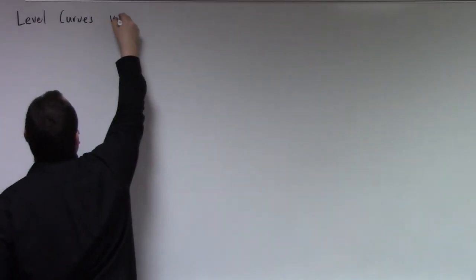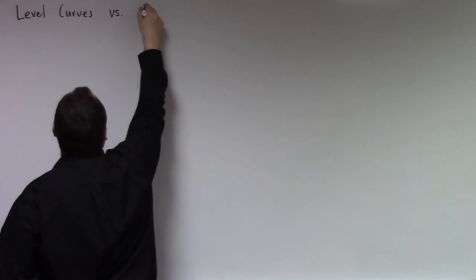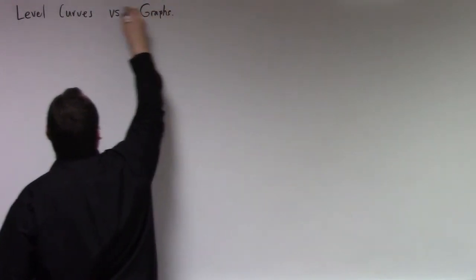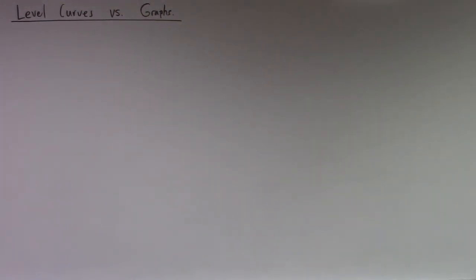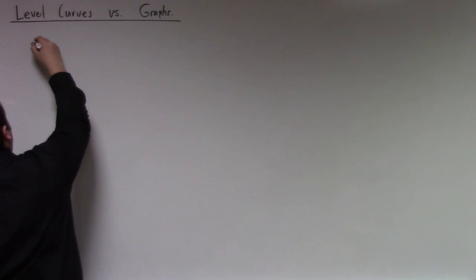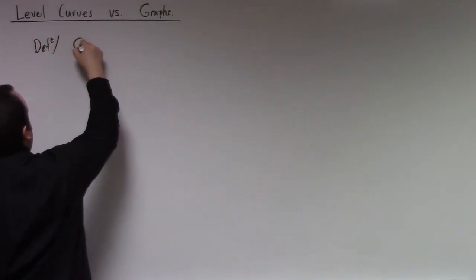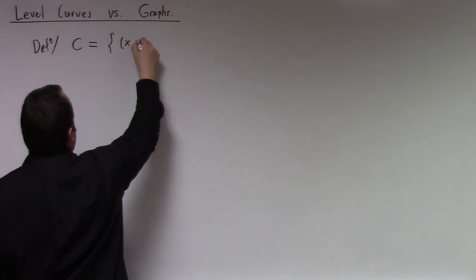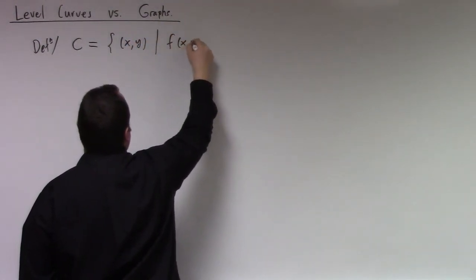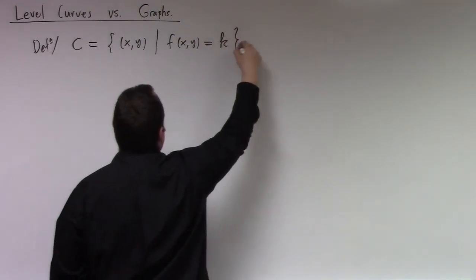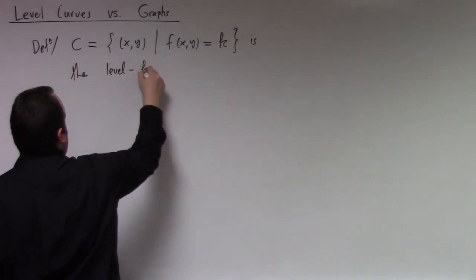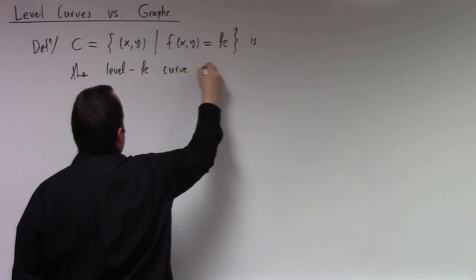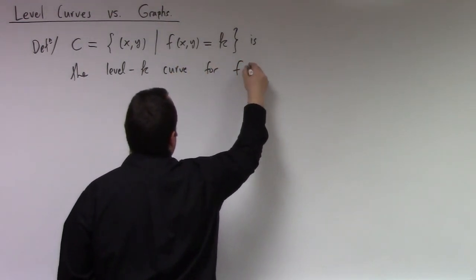And I'll do that in contrast to, say, level curves versus graphs. All right? So when I understand a new concept, I always want to fit it to things I already know, right? I hope you do the same. A level curve, definition: C equal to the set of x comma y such that f of x comma y equals k is the level k curve for f of x, y.